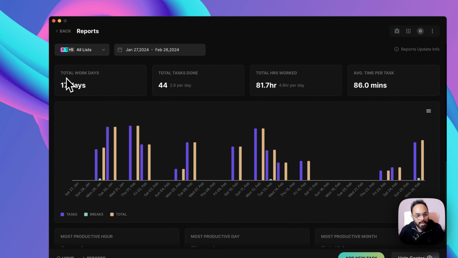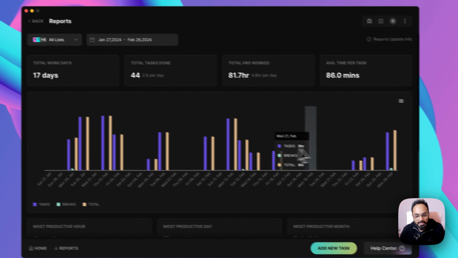You can see over here, we have total work days. Essentially, for this 30-day time period, total work days represents the days that I actually worked on Blitzit. The days I pulled up Blitzit and made a task live and did a couple of tasks, took breaks, etc. Those are counted as one day. If I did that on a single day within a 24-hour period, then it counts as I have used Blitzit as one day.